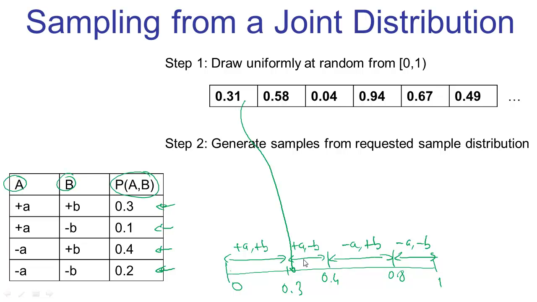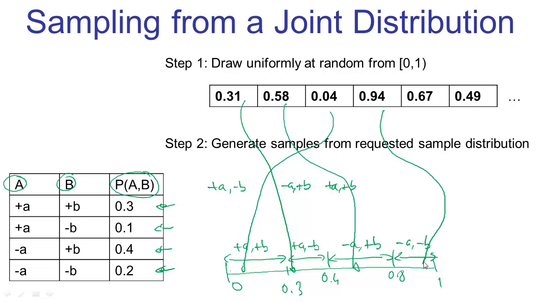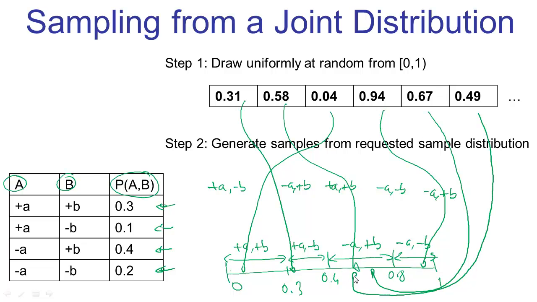Now we'll generate our samples. 0.31 maps onto the plus A minus B interval. 0.58 maps onto the minus A plus B interval. 0.04 maps onto the plus A plus B interval. 0.94 maps onto the minus A minus B interval. 0.67 maps onto the minus A plus B interval.